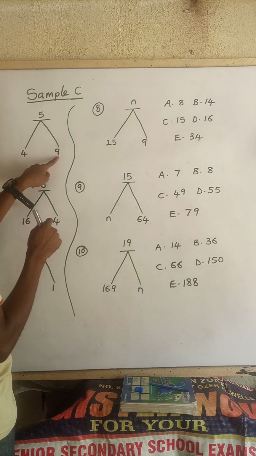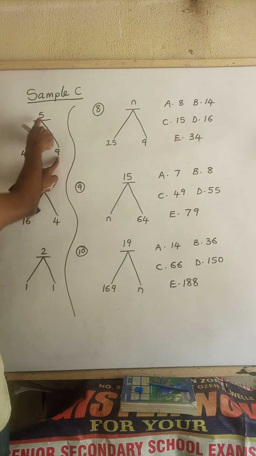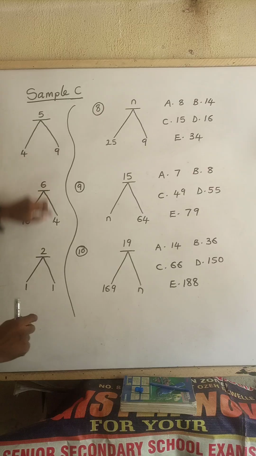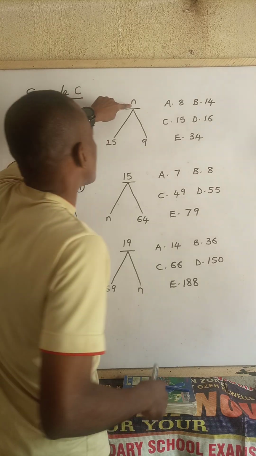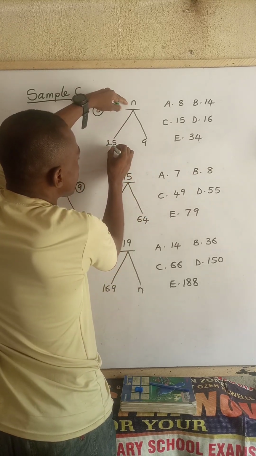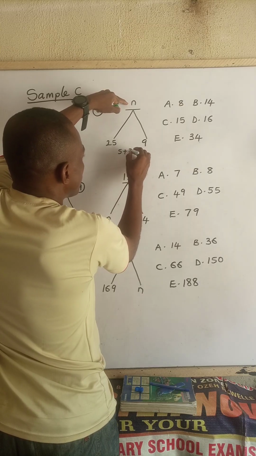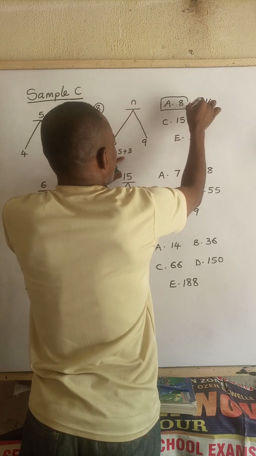If you are looking for 9, what you are going to do is this. Find the square root of 4, which is 2. Remove it from 5. It will give you 3. 3 times 3, 9. So we are going to apply that concept in solving question 8 to 10. Now, at this point, this n is not given. So we will find the square root of 25 is 5 plus square root of 9 is 3. So when you add it up, it will give us 8. Answer to that question is option A.